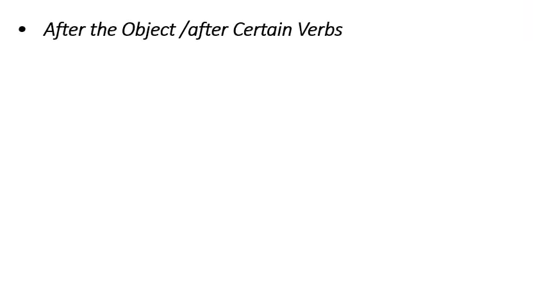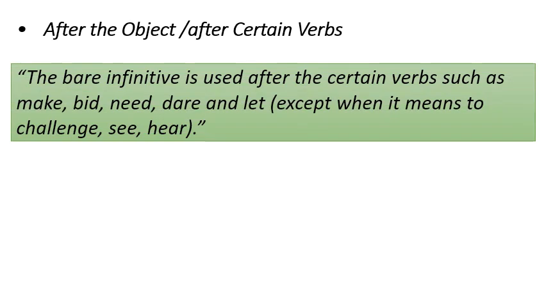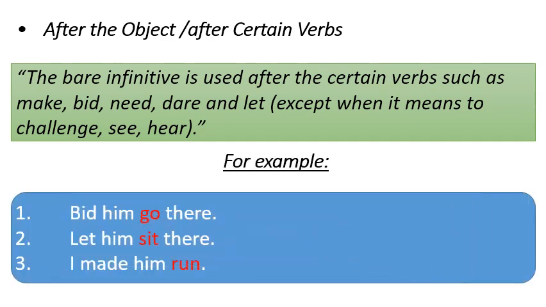Number 2. It is used after the object after certain verbs. Means the bare infinitive, or without-to verb, is used after certain verbs such as make, bid, need, dare and let, except when these verbs mean to challenge, see or hear. To clarify it, let's see some examples.